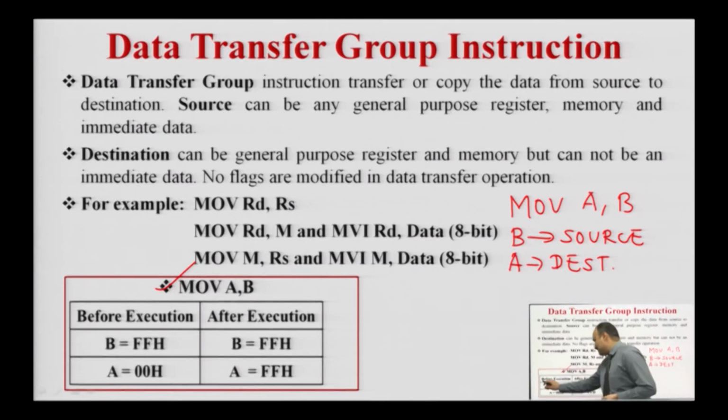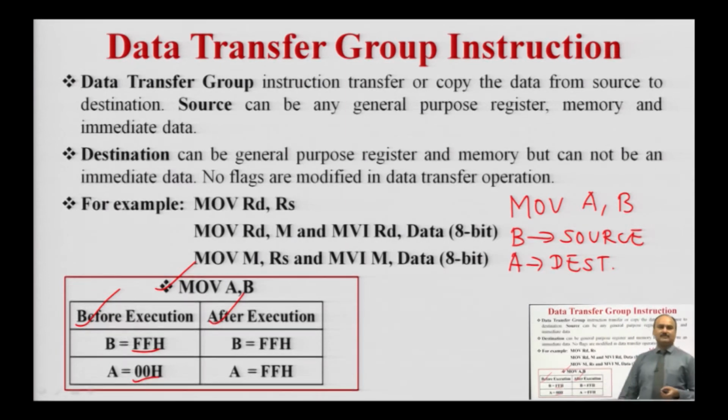So, see the case before the execution of this MOV A, B instruction and after the execution. Before the execution, the content of B register is FFH and the content of accumulator is 00H. Whenever the microprocessor executes this instruction, it will copy the content of B register, which is FFH, into the A register. So, after the execution, the content of B register as well as A register are both FFH. The processor copies the content of source into the destination.